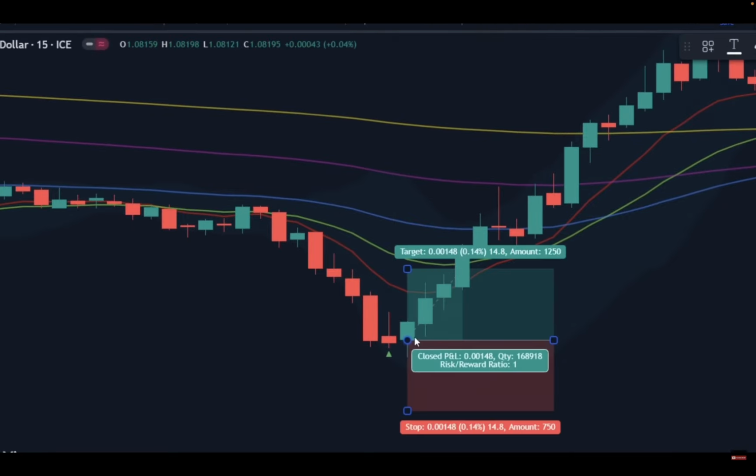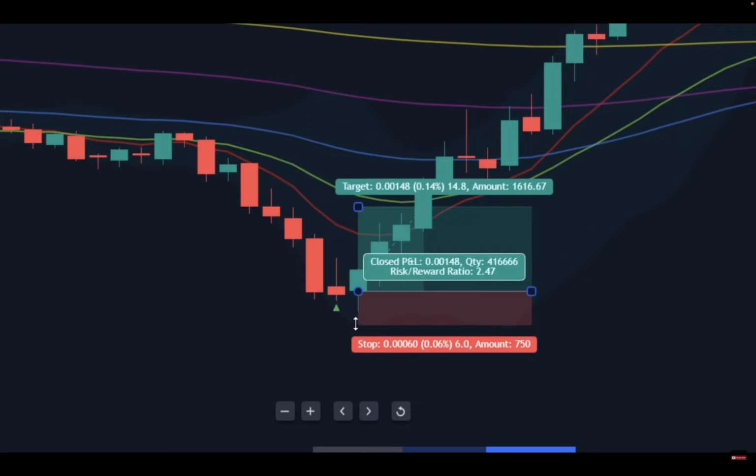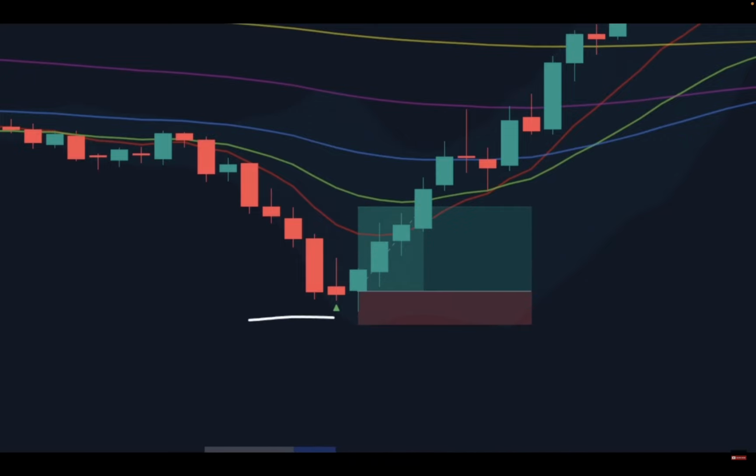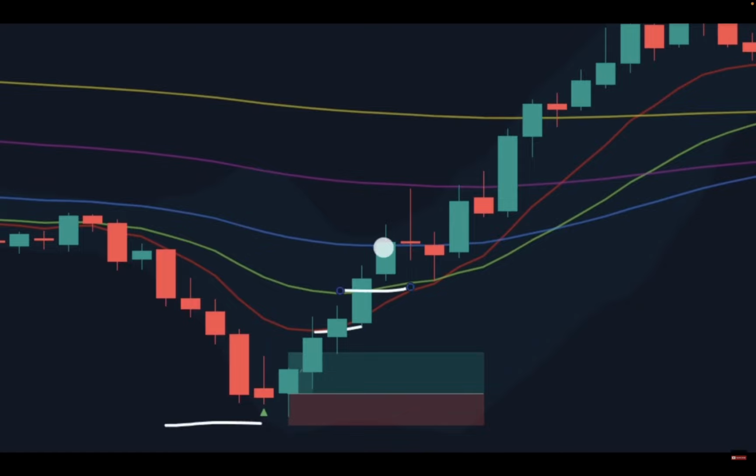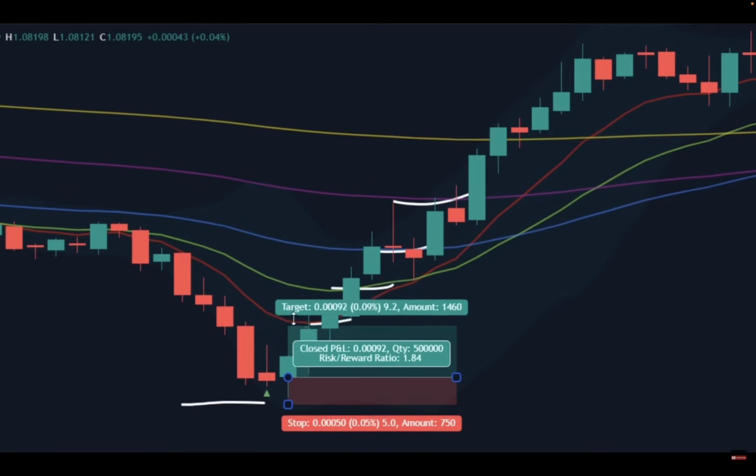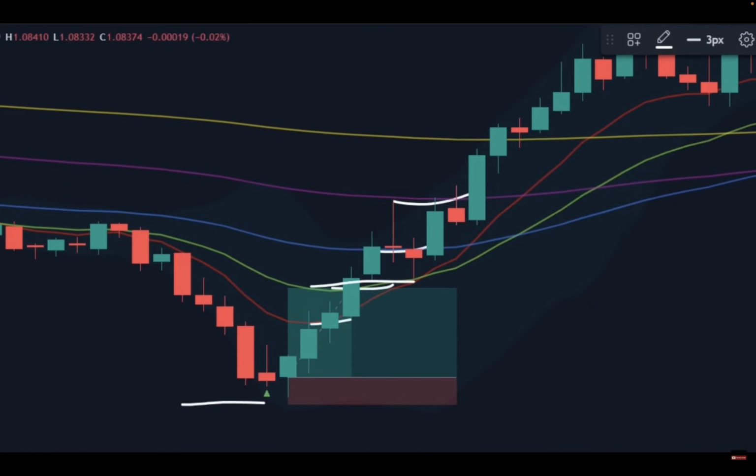Trade will be executed on the next candle. Stop loss can be marked just below the low of the previous candle. And take profit should be set adaptive to these EMA lines. I prefer the market to hit this green line or 20 EMA and then exit trade.